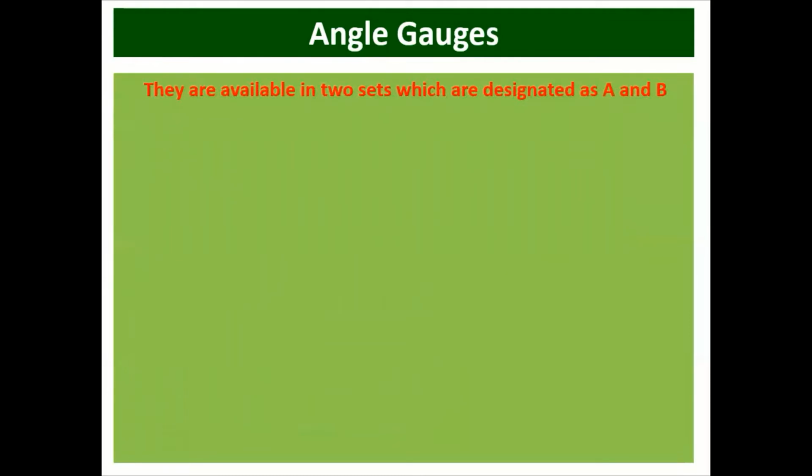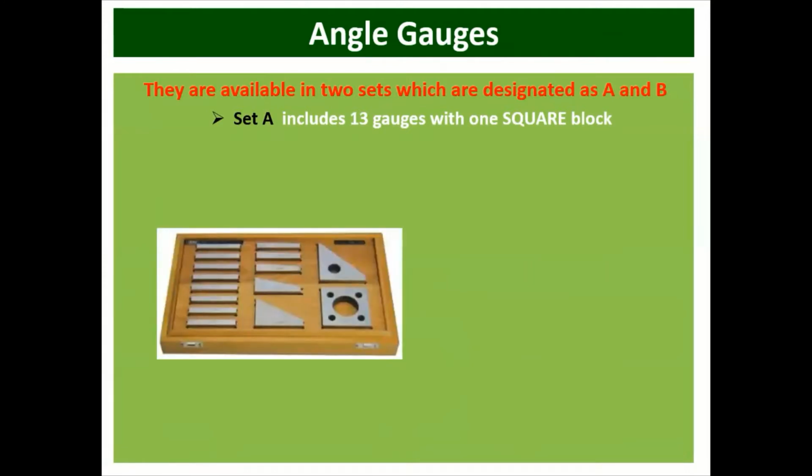Then these angle gauges are available in two sets, designated as set A and set B. In set A, there are a total of 13 pieces of angle gauges along with one square block. So here we have shown the different pieces, 13 pieces, and these 13 gauges are divided into three series, that is degrees, minutes and seconds.